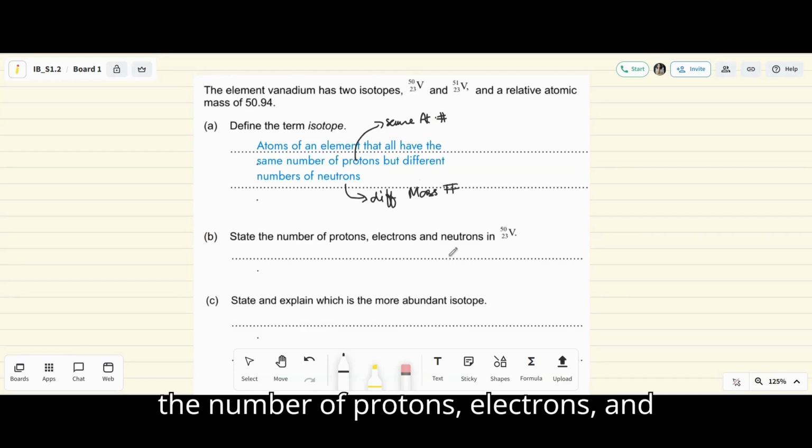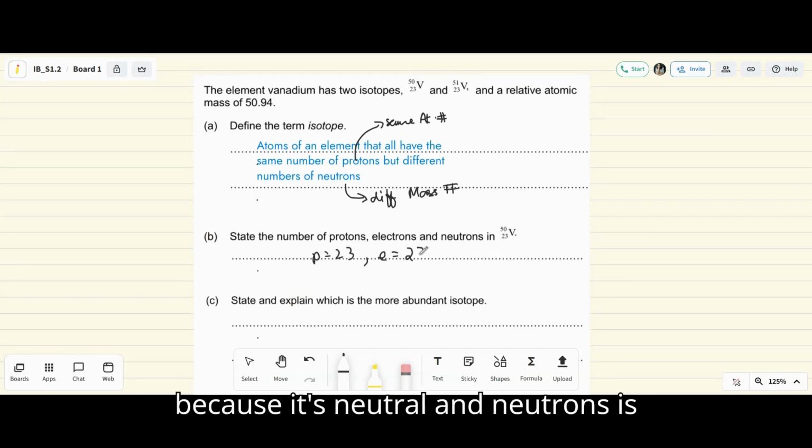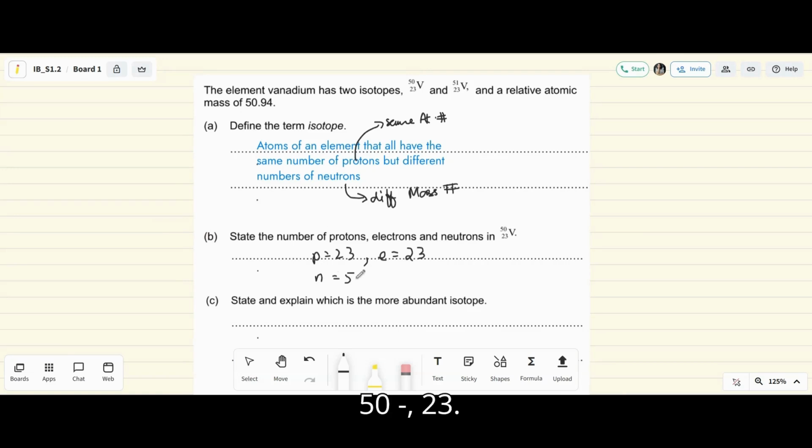State the number of protons, electrons, and neutrons in vanadium-50. Protons 23, electrons 23 because it's neutral, and neutrons is 50 minus 23.